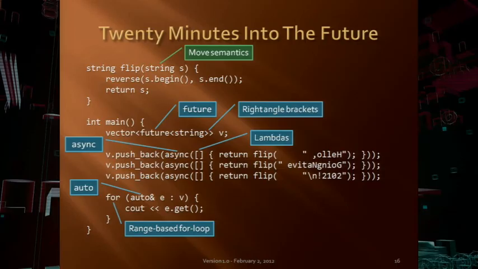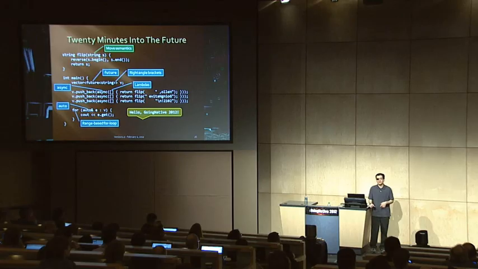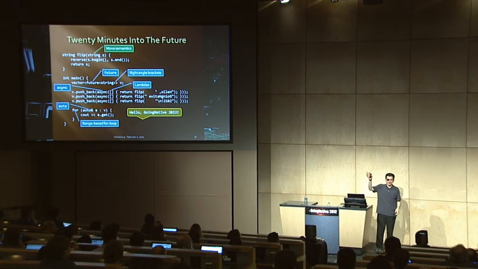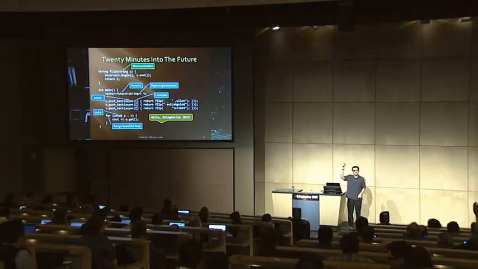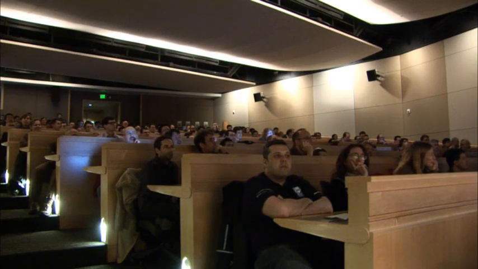So what does this print out? Well, if you read backwards, it prints out, hello, GoingNative 2012. So now I have a question. I want everybody to vote. Do you think that this is guaranteed to print out hello GoingNative 2012, or could it print complete garbage? Who thinks that I've got a guarantee that it's going to print this out? OK, a few people. Who thinks that I could potentially get garbage, like printed out in a garbage order? The answer is that this is actually guaranteed to print out hello GoingNative 2012.